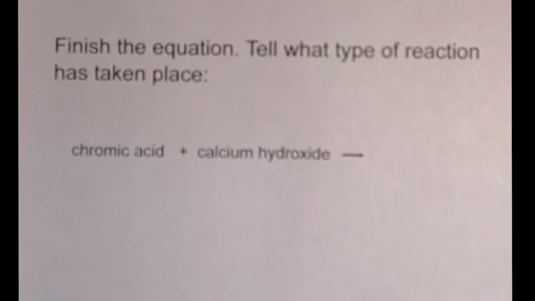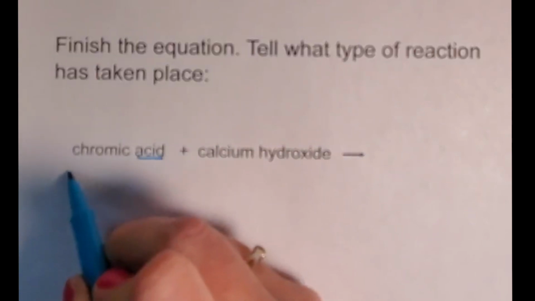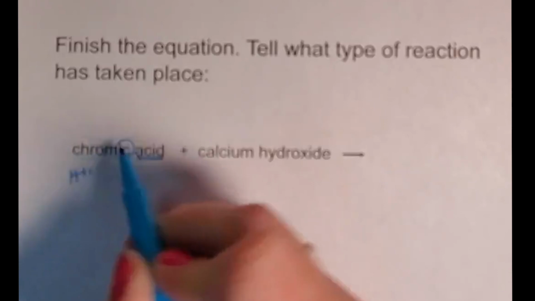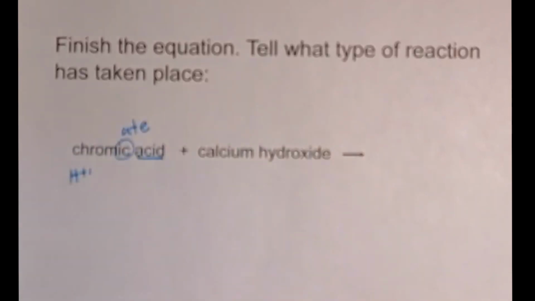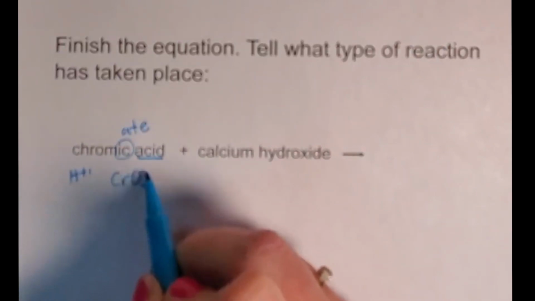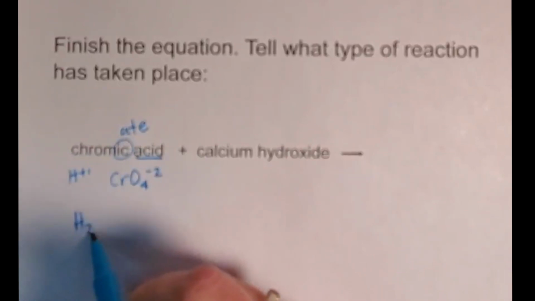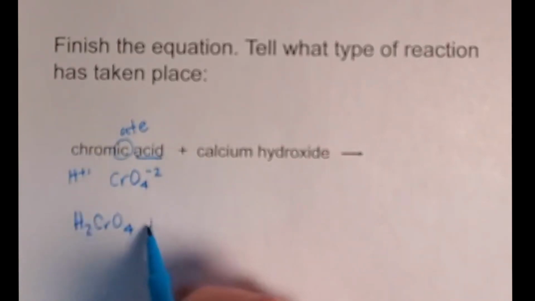For this reaction, we first need to look up the charges of each ion. Chromic acid has a cation of H plus because all acids have H plus. This acid has the ending of ic, so we change it to ate. We look up chromate, which is CrO4 negative 2, and we switch the charges and get H2CrO4. We're going to react that with calcium hydroxide.